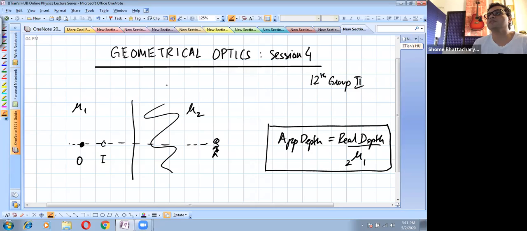This was the important thing. So in this case, I'm obviously assuming that mu1 is greater than mu2. That's why it's appearing to be at a lesser depth. This distance, PI, is equal to the actual depth PO divided by mu of 1 with respect to 2. So if mu1 is greater than mu2, then PI will be less, like in my diagram. Otherwise, it will be more, that kind of situation.